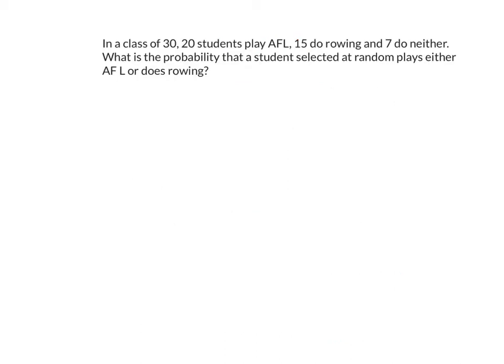Okay, so let's look at this example here. 30 students, 20 play AFL, 15 do rowing, 7 do neither. Find the probability a student plays either AFL or does rowing. So this is where we might use Venn diagrams and two-way tables.